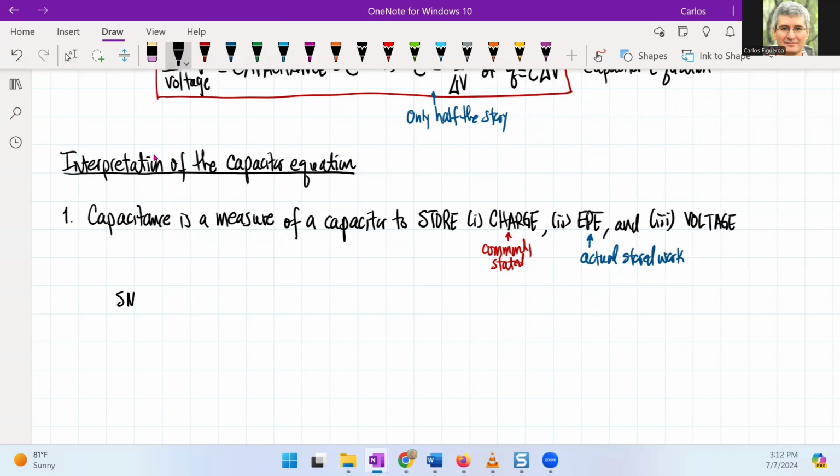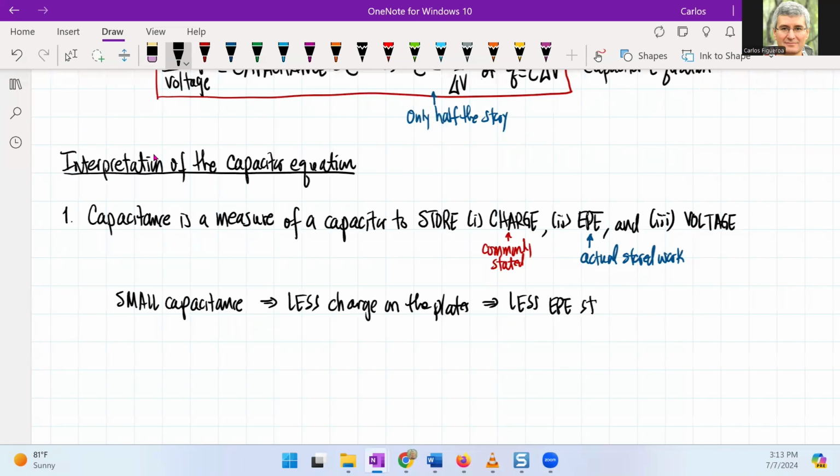And so if I start to look at this thing, if we have a small capacitance, then we have all of these consequences that start to happen. That means here I have less charge on the plates, or I could say that there's less electrical potential energy stored in the field. Again, that is my preferred way of looking at this. So now, if I have a large capacitance, then the big difference here is that I have more charge on the plates, and therefore more electrical potential energy stored in the field.